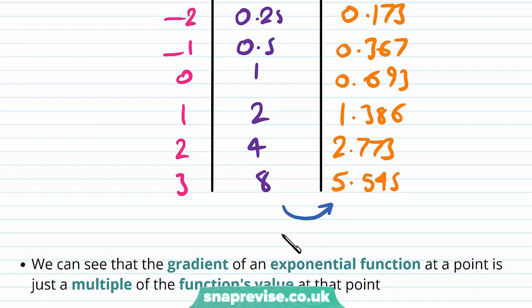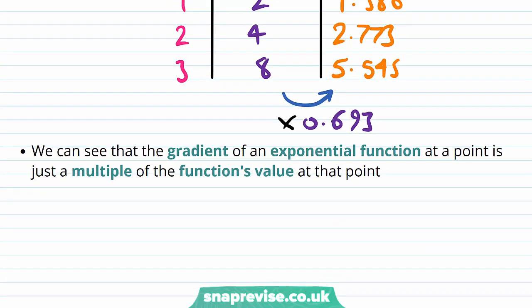And it turns out that we can relate y to the gradient by taking y and for each value multiplying by the constant value 0.693. We can see that the gradient of an exponential function at a point is just a multiple of the function's value at that point.